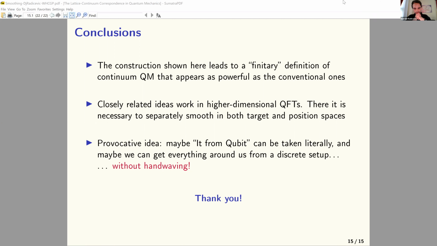I will say one thing though: doing this target space smoothing is important if you want to talk about scalar theories in higher dimensions, because there you will need to have a notion of being compact in the target space, in addition to being smooth in some appropriate sense in the spatial directions as well. So this is a vital ingredient of properly smoothing QFT in higher dimensions, but it's not the only necessary ingredient. Let me put it like that.